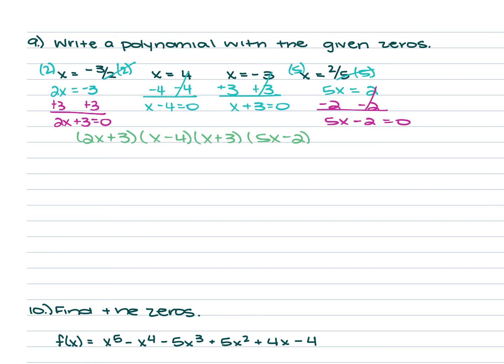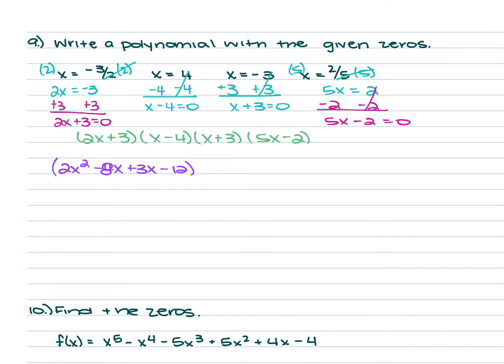I'm going to FOIL out the first two and the last two at the same time. So if I FOIL the first two, 2x times x is 2x squared. 2x times negative 4 is negative 8x. 3 times x is 3x. And 3 times negative 4 is negative 12.